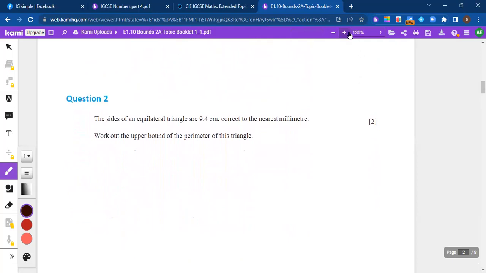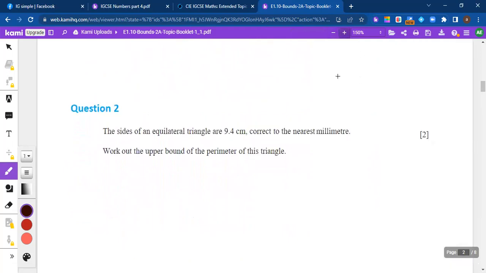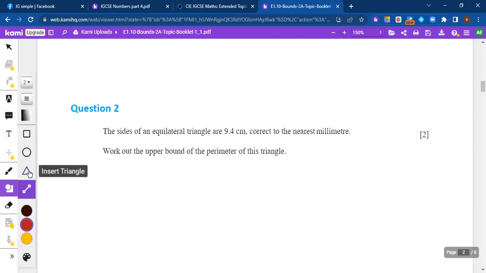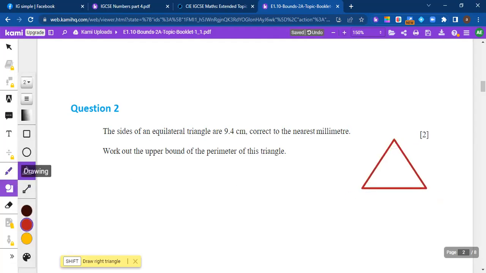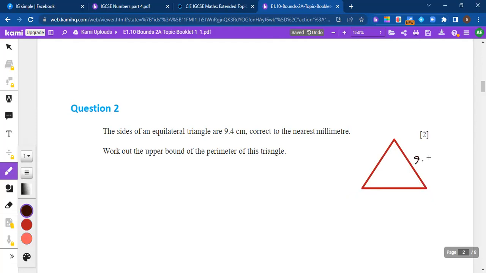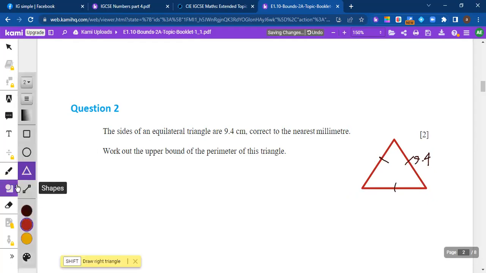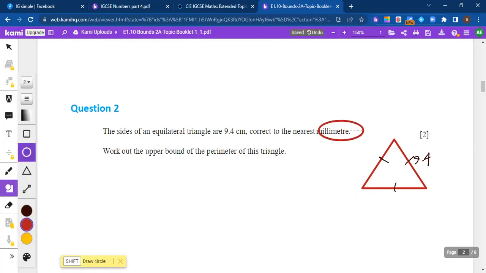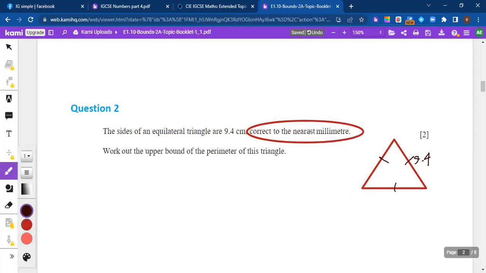Question 2, read Abdullah and then solve. Okay, the sides of an equilateral triangle are 9.4 centimeter, corrected to the nearest millimeter. Work out the upper bound of the perimeter of this triangle. First of all 9.4 to upper bound, correct to the nearest millimeter. Okay, so here Abdullah, to nearest millimeter means to nearest what? Whole number. One decimal place, not whole number?